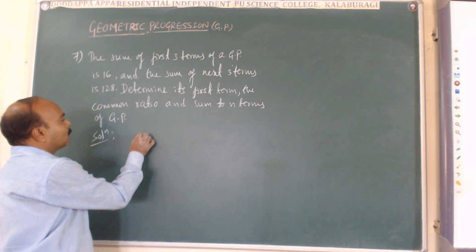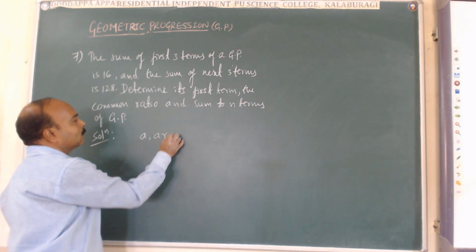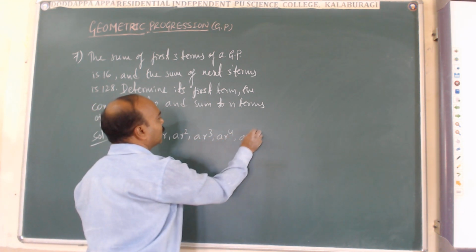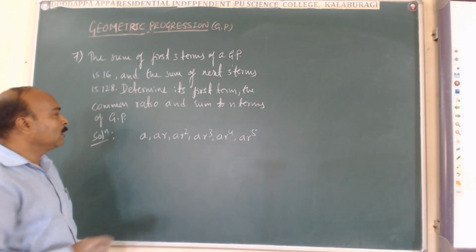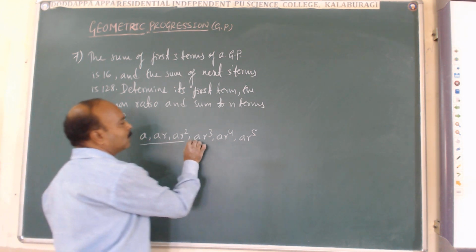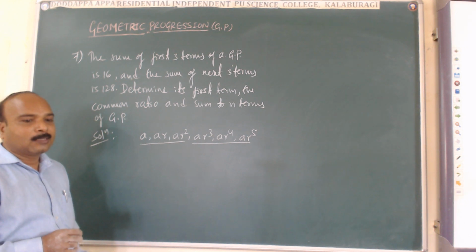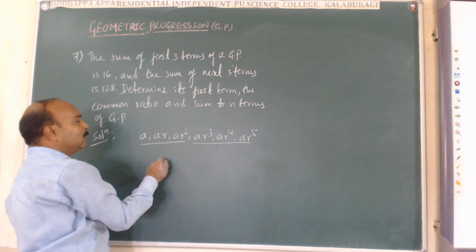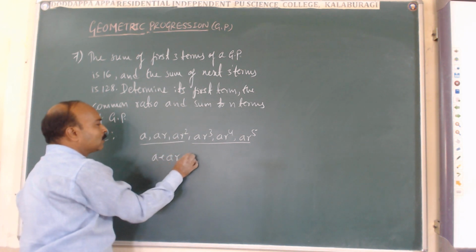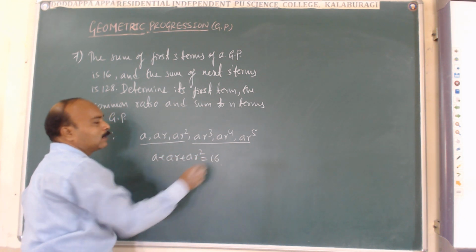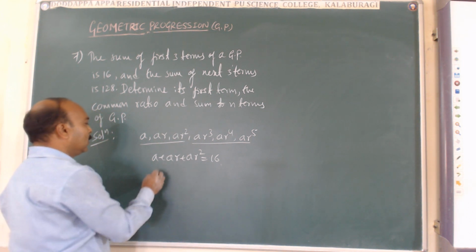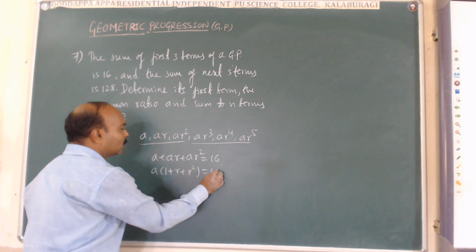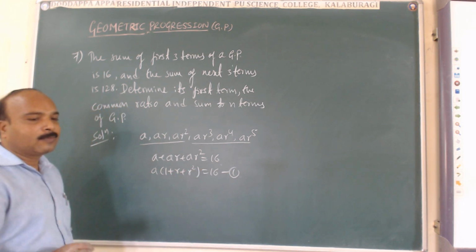So we know that the terms of a GP are nothing but a, ar, ar square, ar cube, ar raised to 4, ar raised to 5 and so on. Now here these are the first 3 terms, and these are the next 3 terms. It is given that the sum of the first 3 terms is 16, which means a plus ar plus ar square equal to 16. Now here a is common, so we get a into 1 plus r plus r square equal to 16. Call this equation number 1.